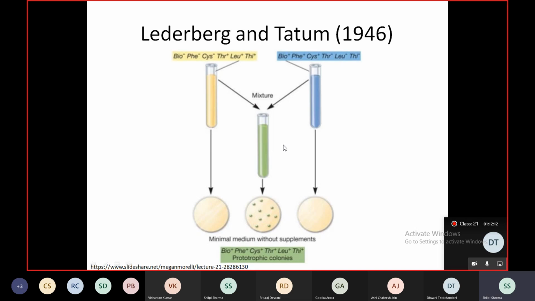What does this observation mean? Anybody? There are distinct markers in both strains, which individually cannot grow because they are defective. However, once mixed, they formed prototrophs. Of course, you'll call them prototrophs because no supplements are needed. So how is this happening? What did you understand from the Lederberg and Tatum experiment?